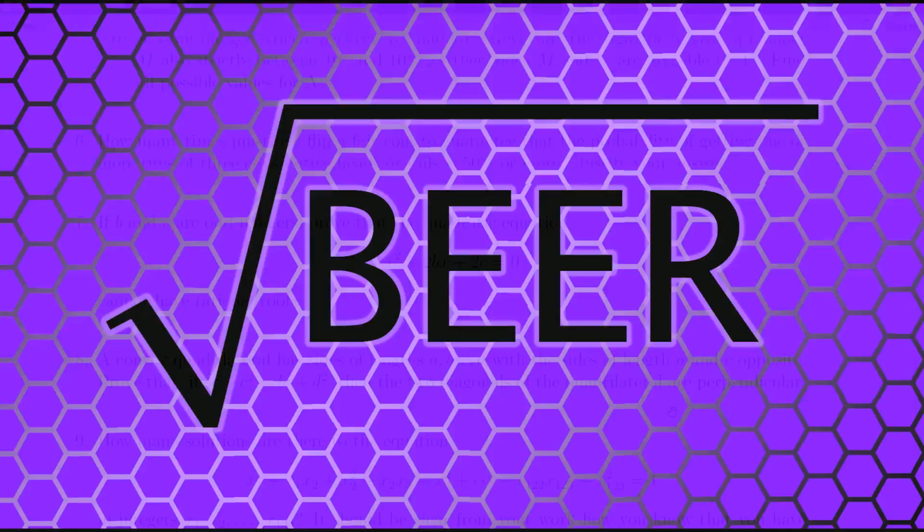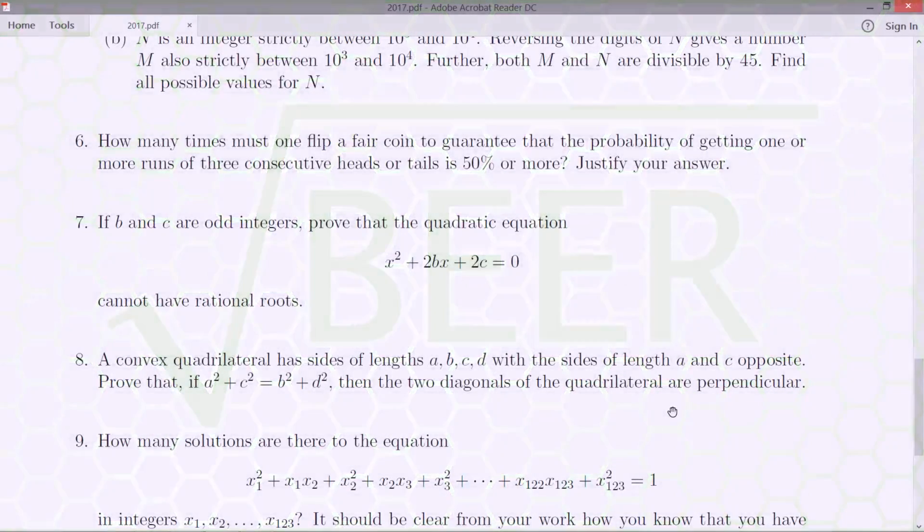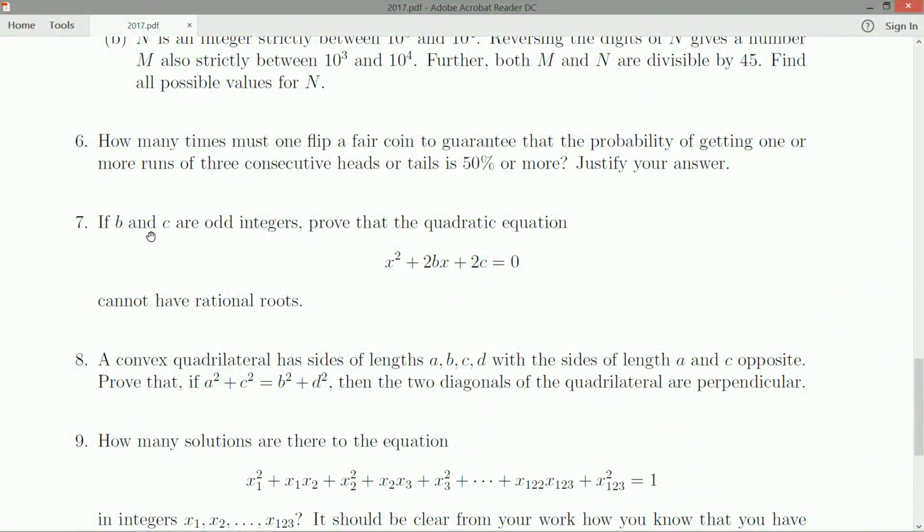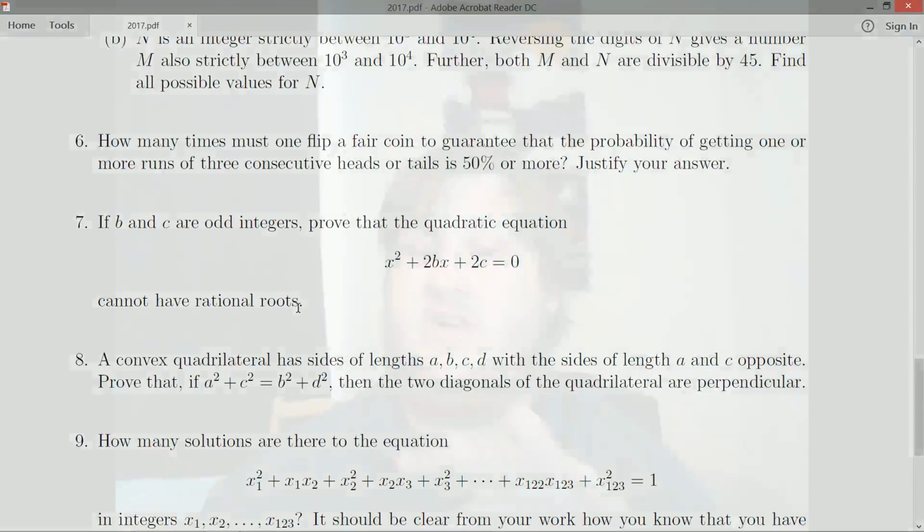Root Beer here, looking at question 7 on the Manitoba Math Contest from 2017. If b and c are odd integers, prove that the quadratic equation x squared plus 2bx plus 2c equals 0 cannot have rational roots. Okay, so I'm looking at a quadratic equation.